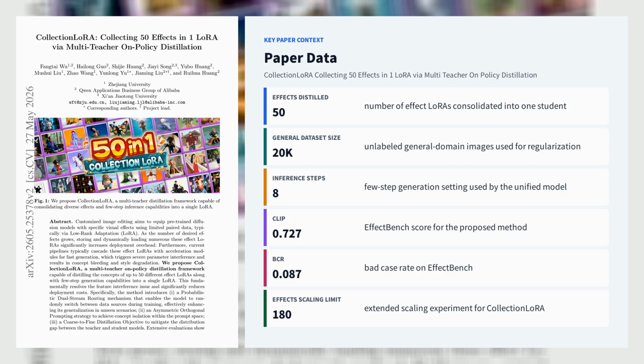The method scales to 180 effects, where storage drops to 2G times 3, and routing accuracy remains 82%. And it also shows zero-shot composition. 2 learned effects can be chained at inference without additional training.